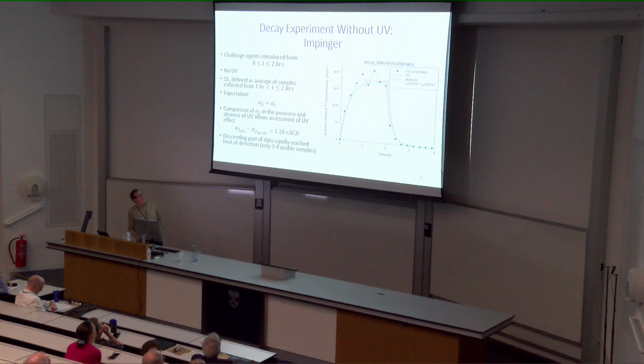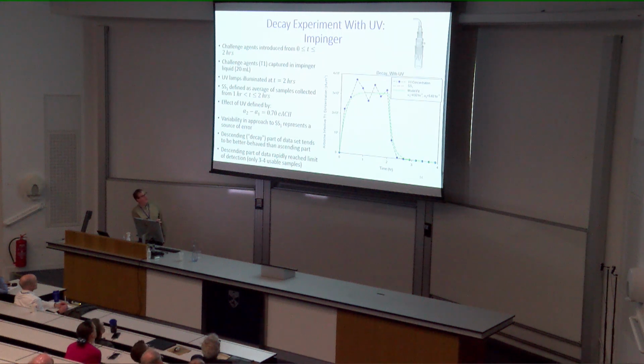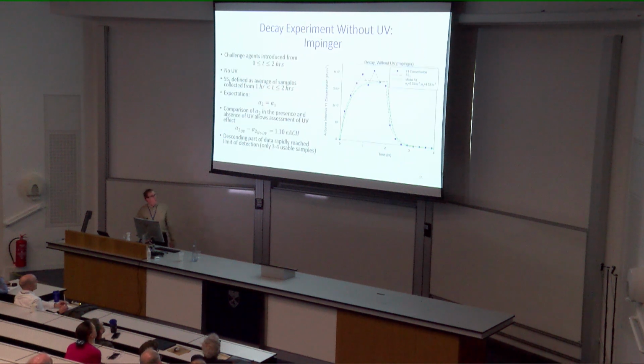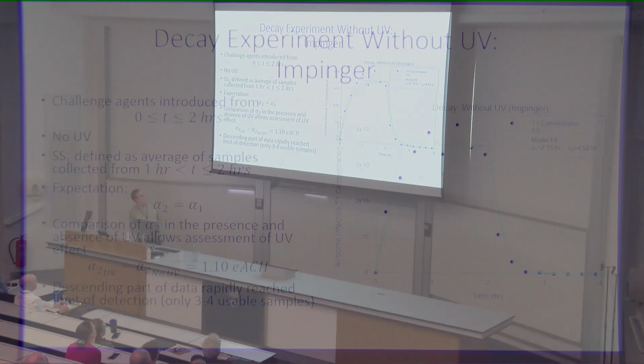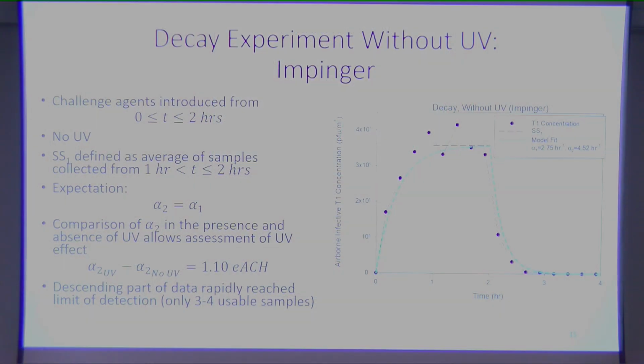A different method that we can use to evaluate the effects of UV is to consider only the decay portion of the curve. So if I go back one slide and consider the decay portion of the curve in the presence of UV, in other words, what we're calling alpha 2 for UV, and alpha 2 in the absence of UV, the difference between those two would be another representation of the effect of UV.